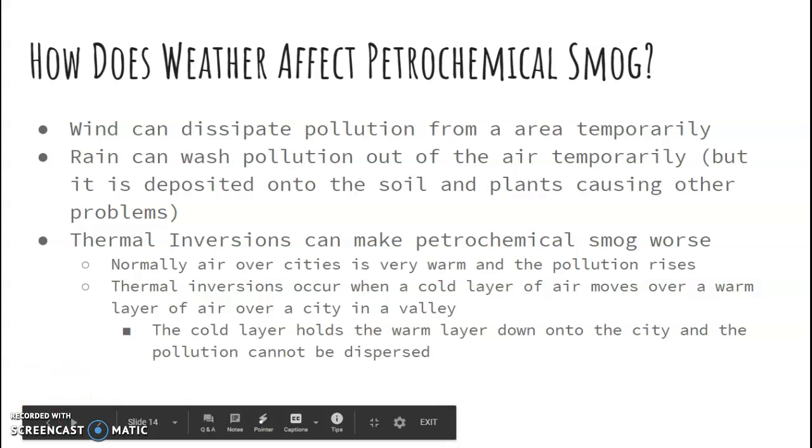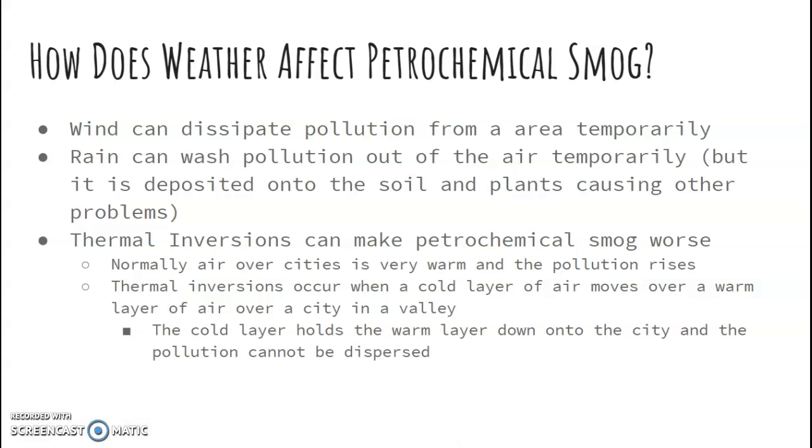Okay, so we've talked a little bit about how weather affects smog. Wind will blow it away from the area temporarily. So as it's formed, as long as the city is not sitting in a valley where it makes it a little hard, the wind will blow it off. Rain will wash pollution out of the air temporarily, but it deposits it on the soil and the plants, and that creates another whole group of problems. Thermal inversions make petrochemical smog worse.